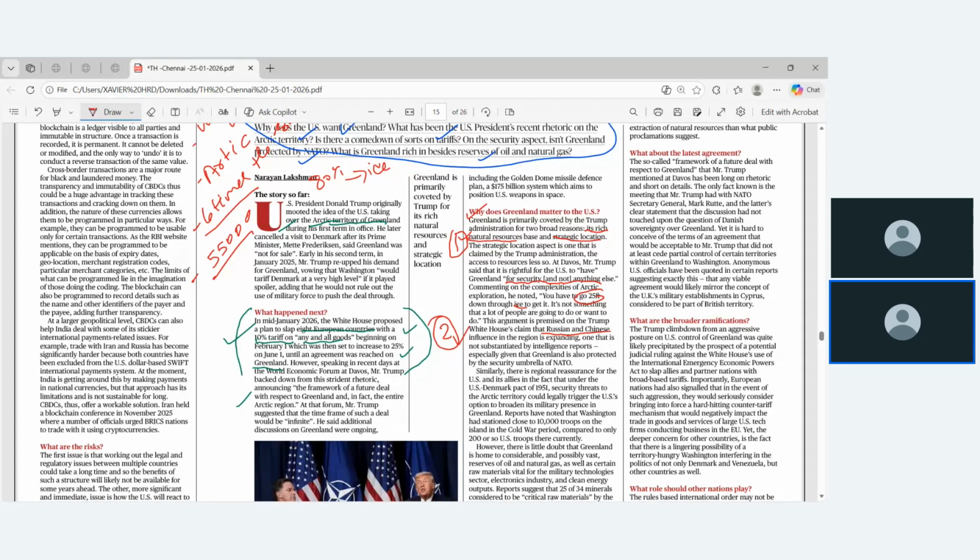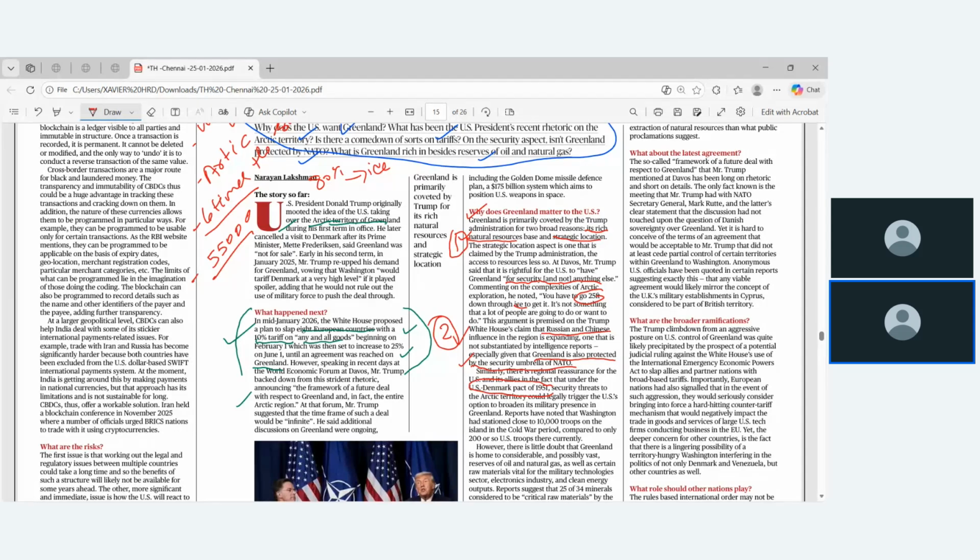And at the same time, Greenland is also protected by the security umbrella of NATO. Keep this in your mind. Similarly, there is a regional reassurance for the US and its allies in the US-Denmark Pact of 1951, a pact signed between both countries. It says that a security threat to the Arctic territory could legally trigger the US option to broaden its military presence in Greenland.